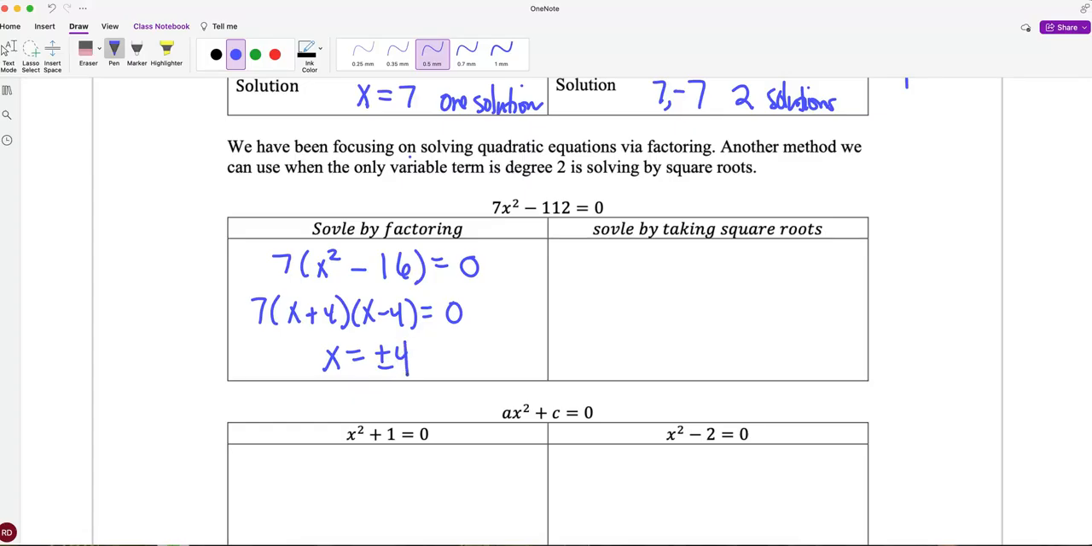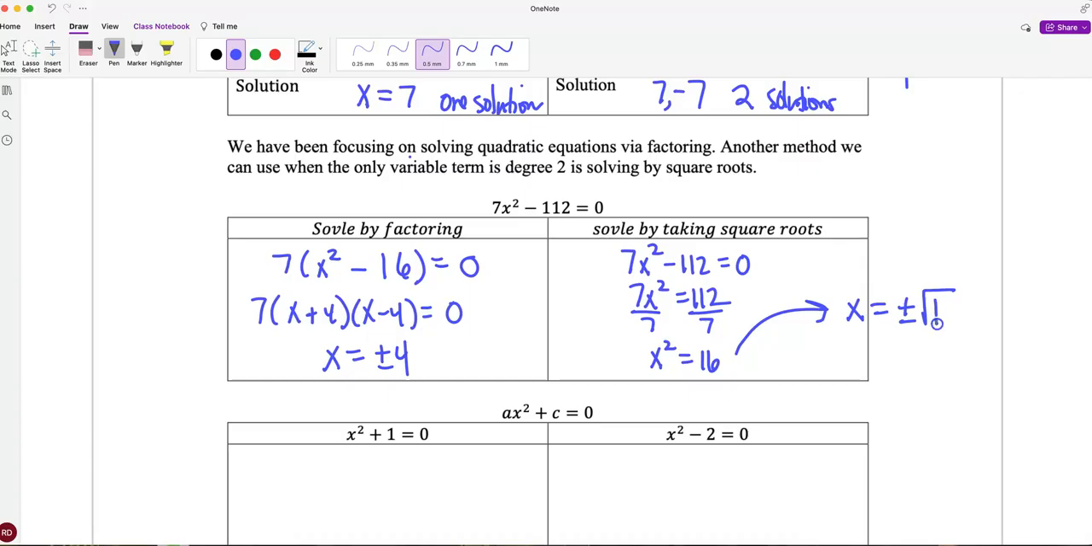Now I could solve by taking the square roots. If you want to solve by taking the square roots, you want to get the square root term all by itself. So 7x squared minus 112 equals 0. 7x squared equals 112. I could divide both sides by 7. x squared equals 16. And once I get there, I know that x is going to be plus or minus the square root of 16. x equals plus or minus 4.